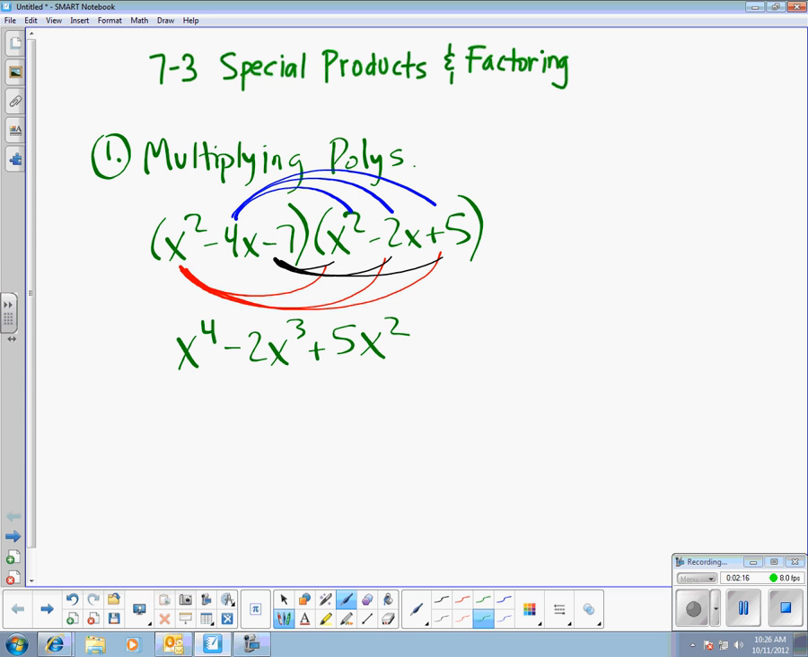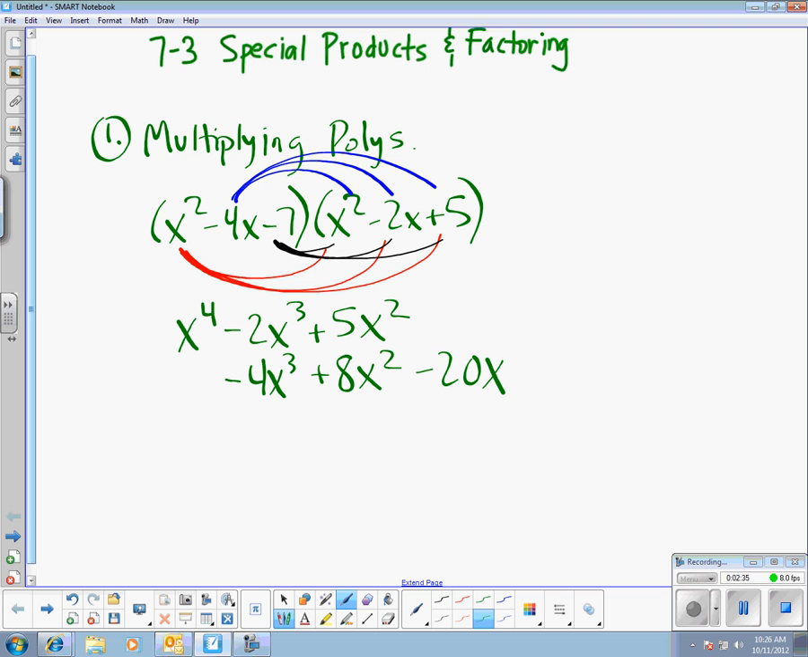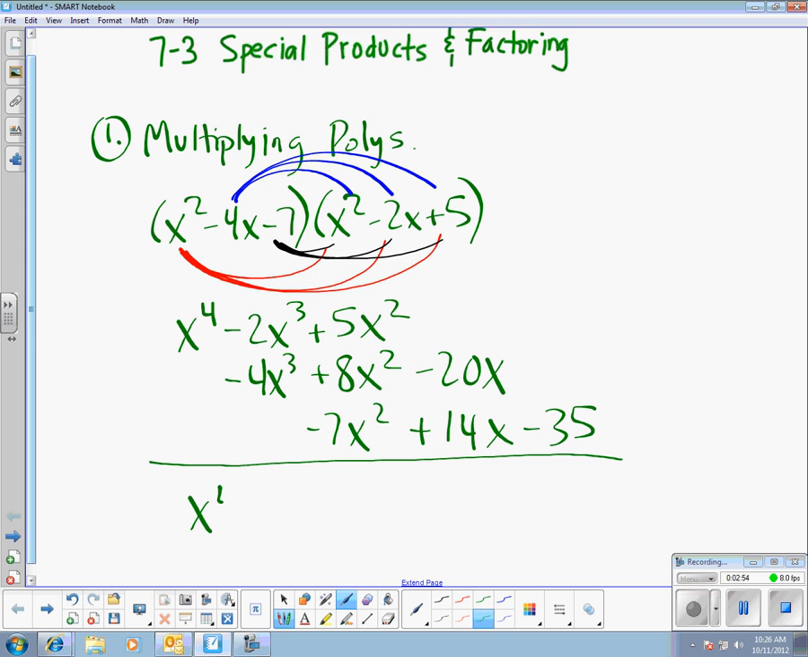When you start to distribute the negative 4x, you get negative 4x to the third and plus 8x squared and negative 20x. If I just keep all my x cubes lined up and all my x squareds lined up and all my x's lined up, it's just going to make it easier to combine like terms in a few minutes. Now I distribute my negative 7, I get negative 7x squared plus 14x minus 35. And then, like I said, just add vertically. You don't have to do that. You could just write a big long list of 9 and then combine the like terms. But this is just an organization thing.